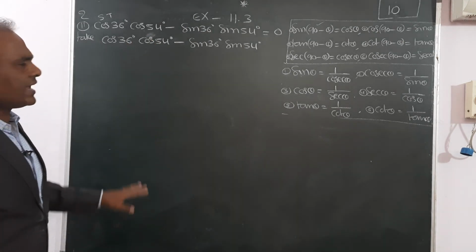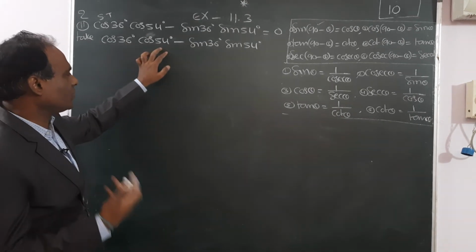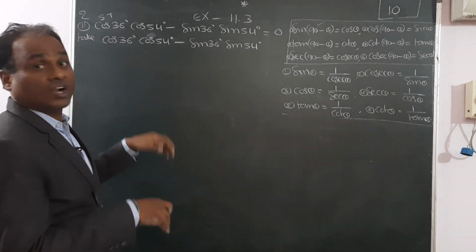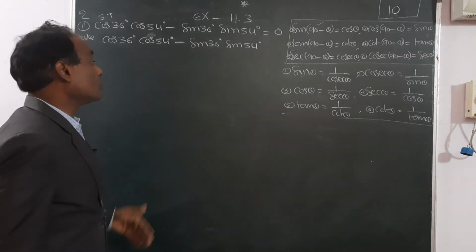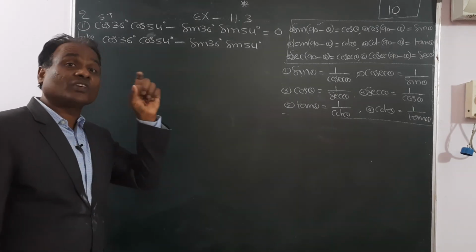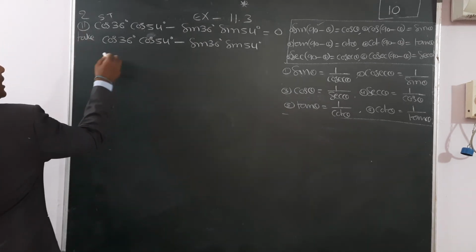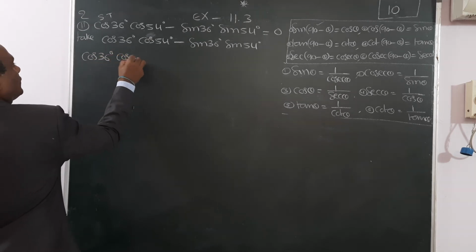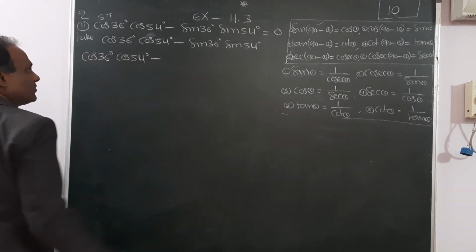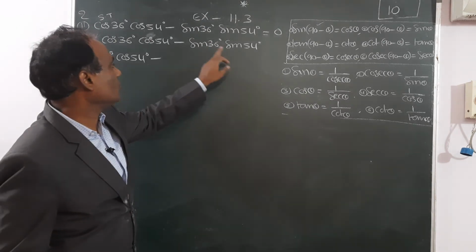We don't know any value. We don't know cos 36, cos 54. We can't substitute. So how to further simplify it? There should be some logic. The logic is complementary angles. I will keep the first one same. First 2 factors same. Minus, I am changing these two.